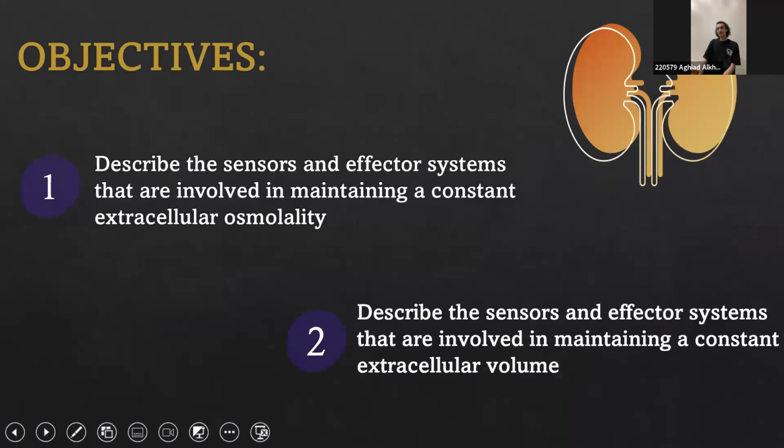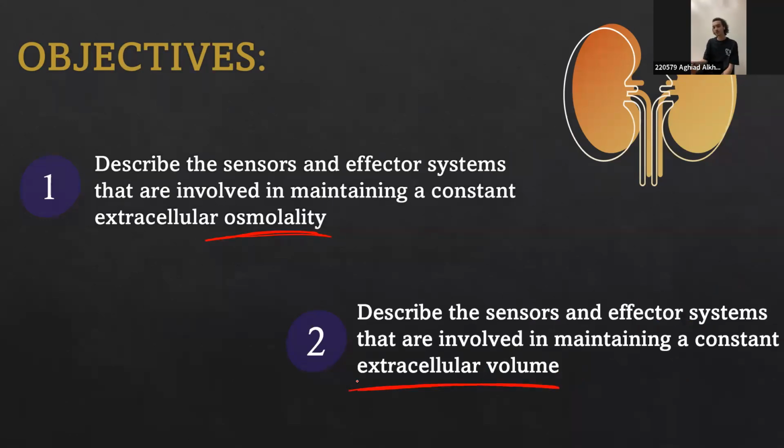So our objectives for today are very simple. Two. The first one is to describe the sensors and effector systems that are involved in maintaining a constant extracellular osmolality. The second one is the same, about maintaining a constant extracellular volume. So one is about osmolality and one is about volume. All right. Now let's start with the osmolality.